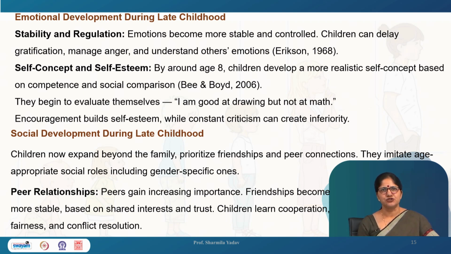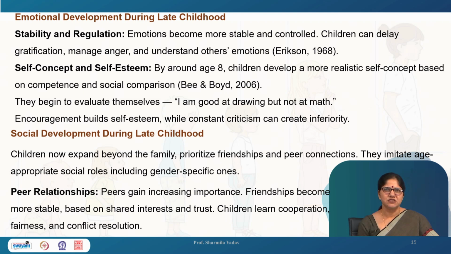Stability and regulation. Emotions become more stable and controlled. Children can delay gratification. They don't demand immediate pleasure. They can wait for their needs to be met, manage anger, and understand others' emotions.